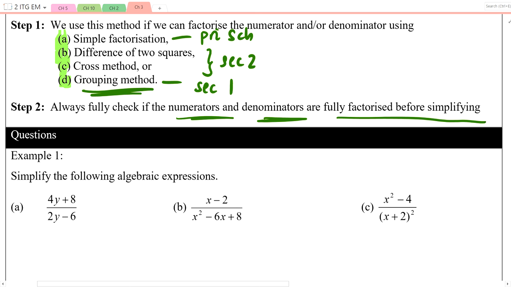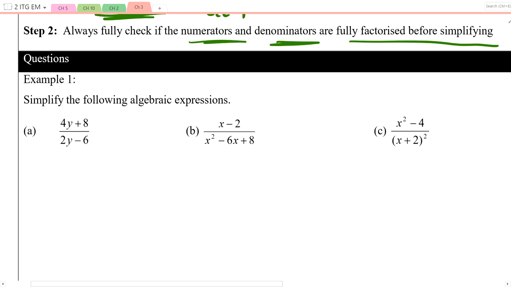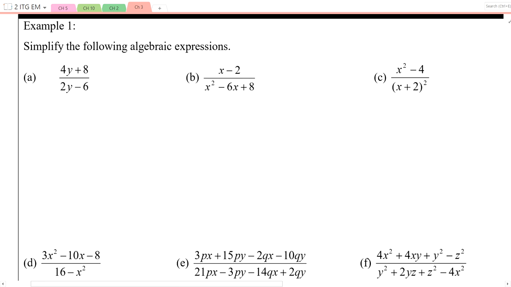Okay, so let's do some examples. I'll do the first one with you, part A. 4y plus 8 divided by 2y minus 6. So, factorize the numerator and the denominator. What is the common factor in the numerator? 4, okay. Then we're left with y plus 2. What is the common factor in the denominator? 2. Take 2 out, we've got y minus 3.